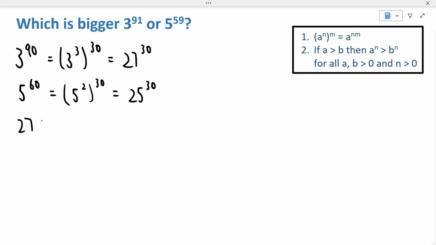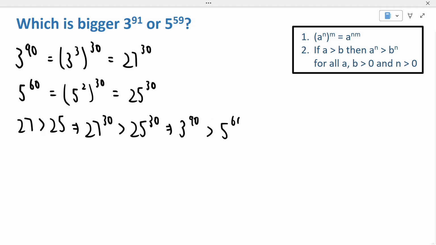Since 27 is greater than 25, this implies that 27 to the power of 30 is also greater than 25 to the power of 30, since both expressions have the same 30 exponent. And since we already know that 27 to the power of 30 is equal to 3 to the 90, and 25 to the power of 30 is equal to 5 to the power of 60, this implies that 3 to the power of 90 is greater than 5 to the power of 60.